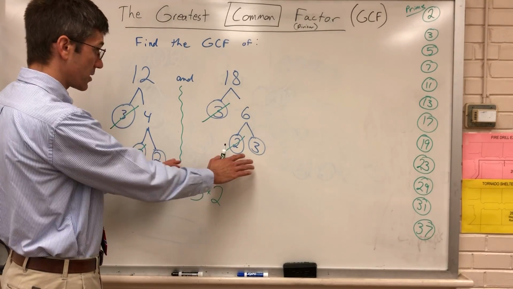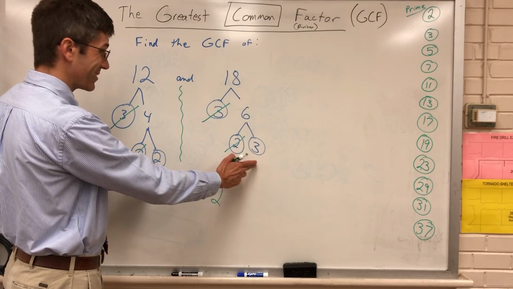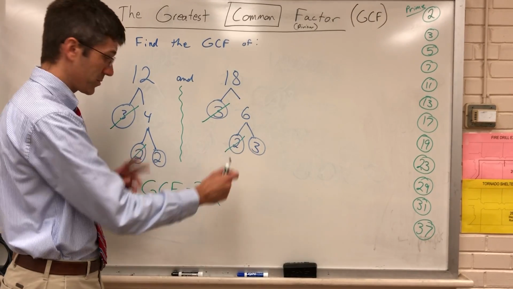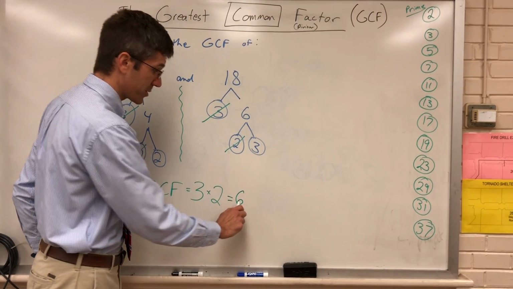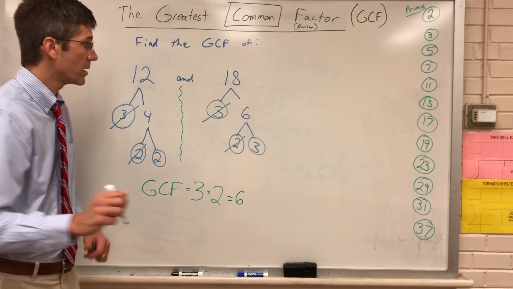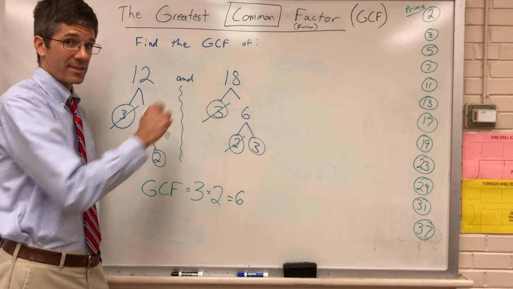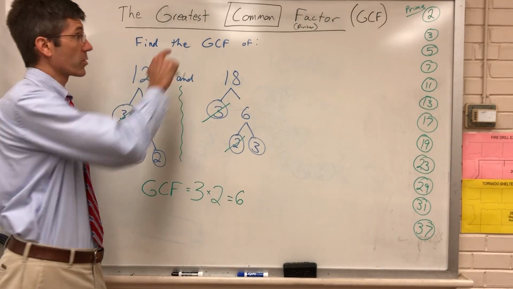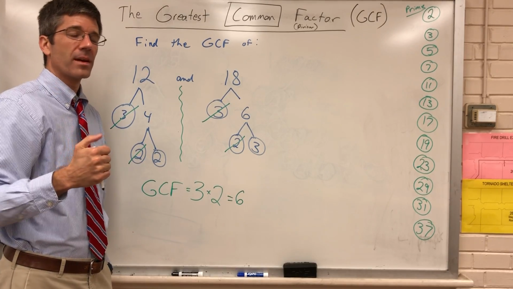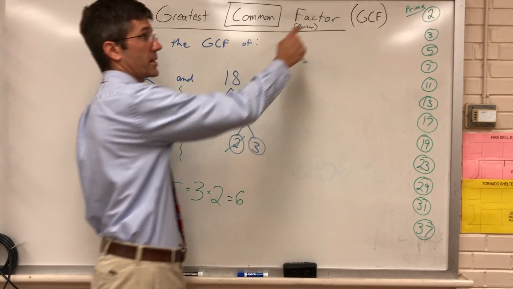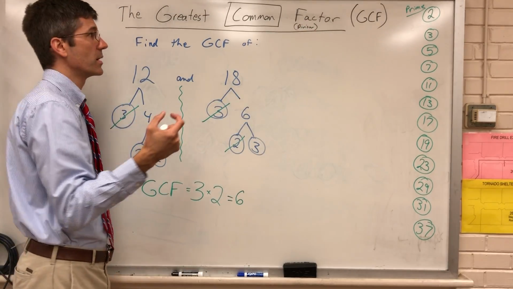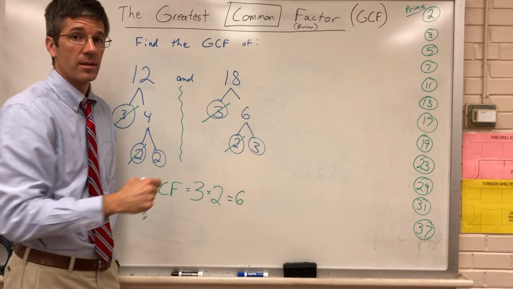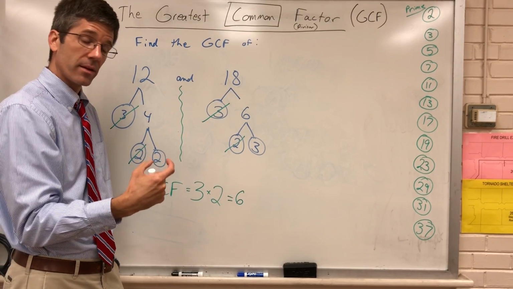And then I keep looking. Do they have anything else in common? Well, there's a 2 and there's a 3. So no. No, these aren't the same, so no. So the greatest common factor is 6, which means 6 goes into 12, 6 goes into 18. And that's the greatest thing. That's the biggest thing that divides into both of them. That's what the word factor means. It divides into it. And they have that in common. So it's the greatest common factor.